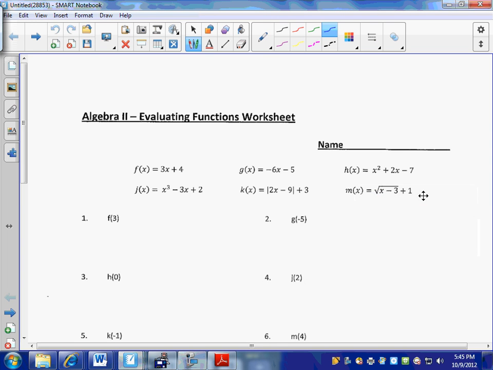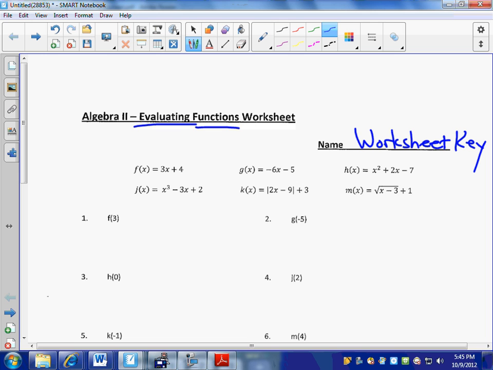Okay, Algebra II Support. Here is a worksheet that can help you understand how to evaluate functions. We're going to look at two ways. We're going to look at actually evaluating functions by substituting a number from the domain, and we're also going to look at evaluating functions graphically for a specific domain number.